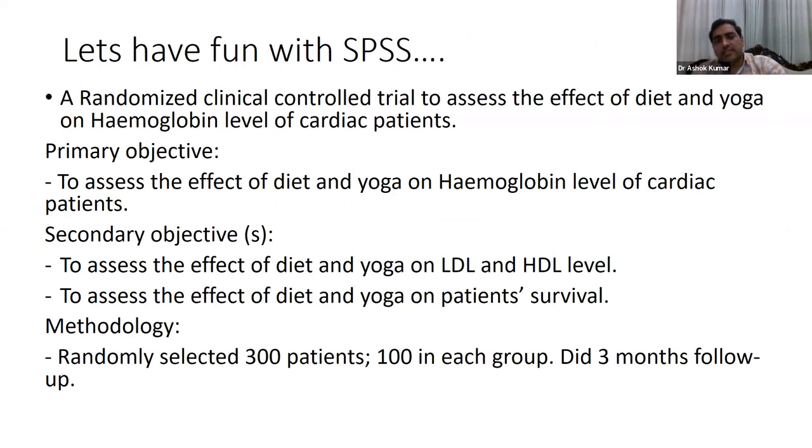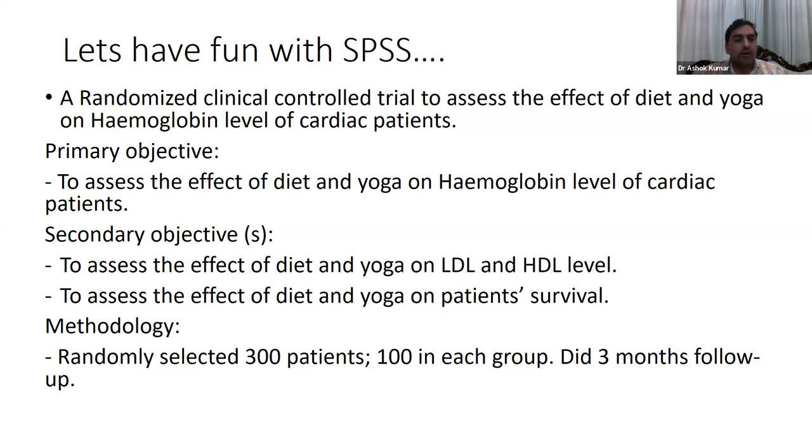Let's take one example: a randomized controlled trial to assess the effect of diet and yoga on hemoglobin level of cardiac patients. I have shared one Excel sheet with you. The primary objective is to assess the effect of diet and yoga on hemoglobin level of cardiac patients. The secondary objectives are to assess the effect of diet and yoga on LDL and HDL level, and on patients' survival, mortality and survival.